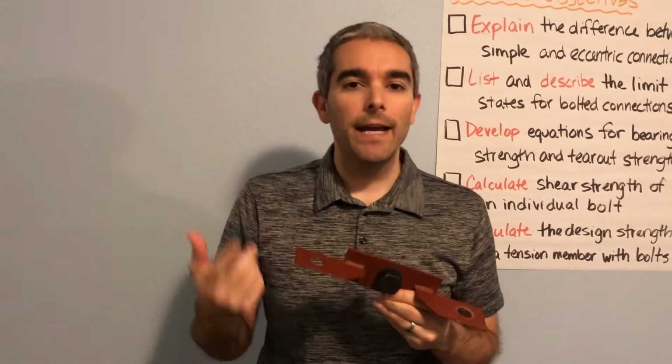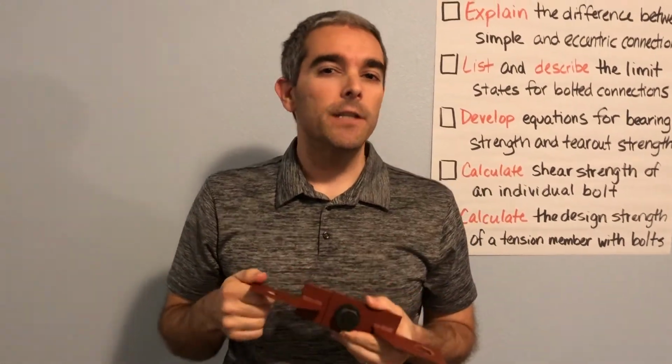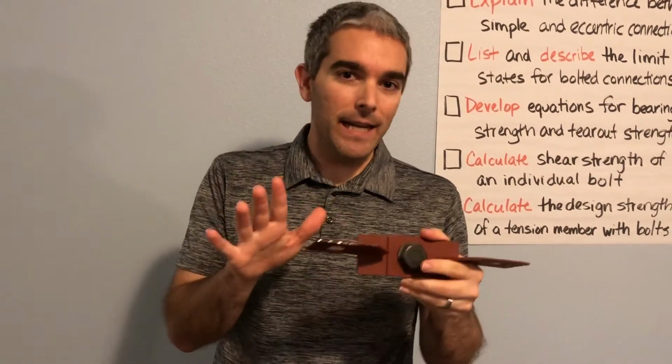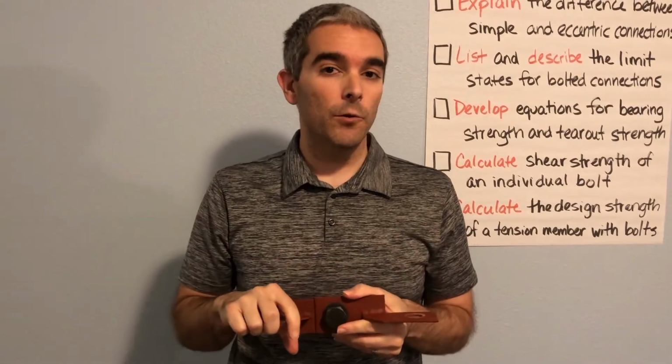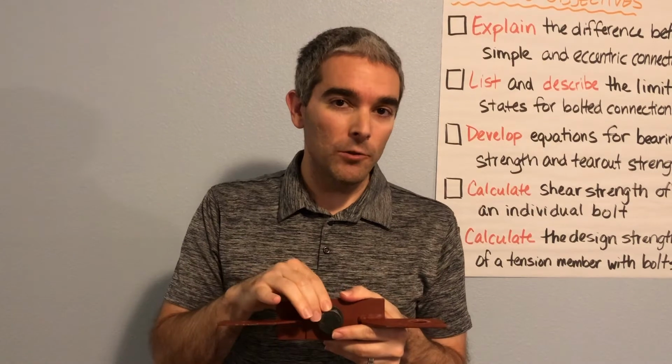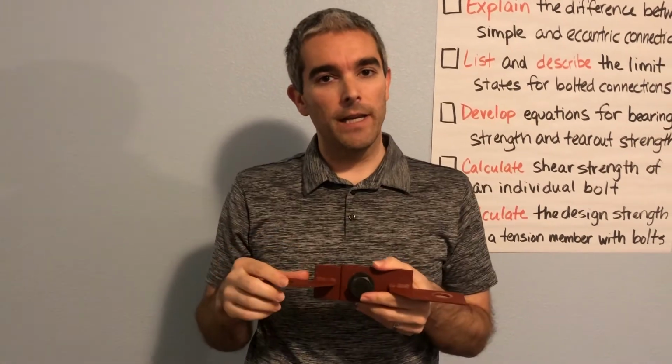In a simple connection, we assume that every bolt handles an equal amount of load. So we already assumed this when we looked at our fracture and our block shear calculations, where we were adding up how much each bolt hole contributed to the total force. So basically, in a simple connection, we assume that all the bolts share the load equally.